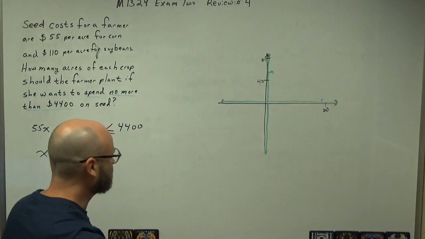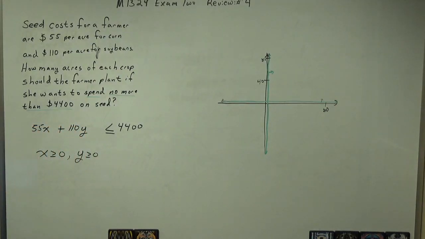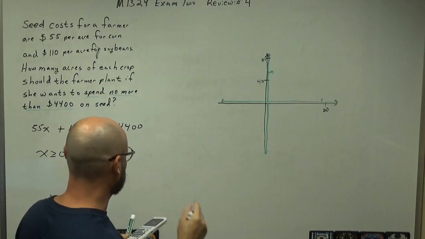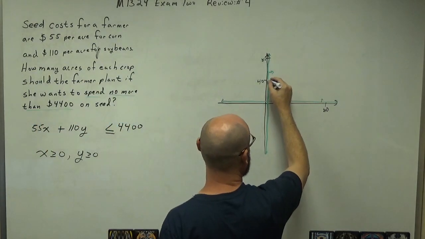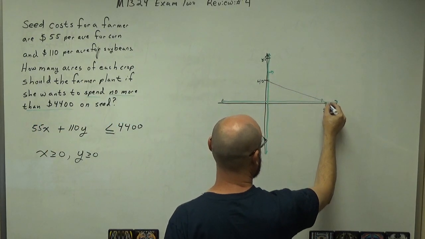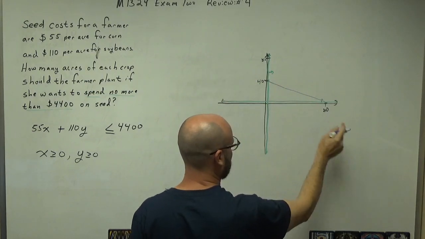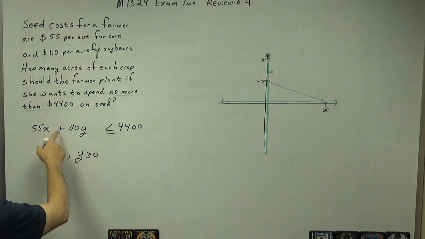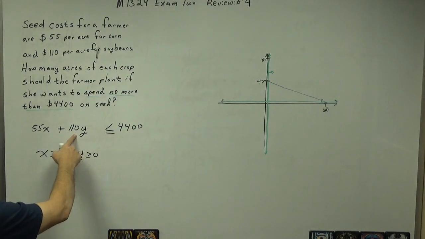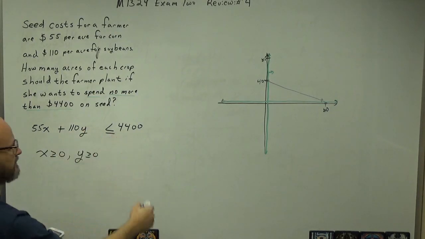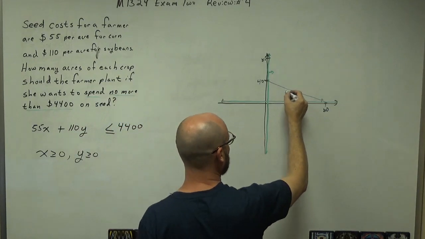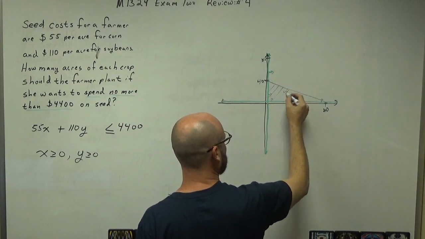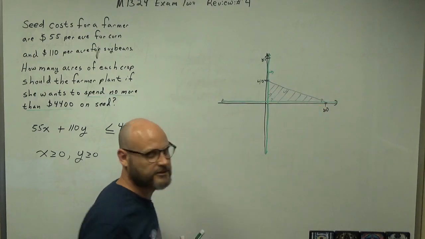And then I'll graph that line. It is a mixed inequality, less than or equal to, so it will be a solid line. There's no reason to graph the rest of it because we already know it's in here. I could choose a test point. 55 plus 110 is what? 165. Well, that's certainly less than or equal to 4400. So this is my feasible region, and that's all there is to that problem.